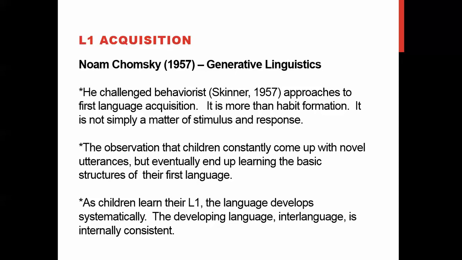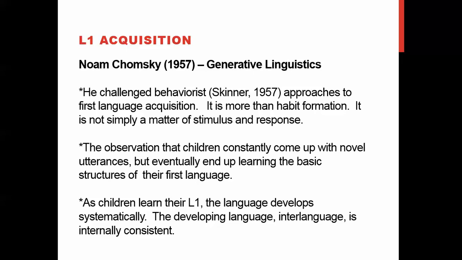Interestingly, these children eventually end up learning the basic structures of their first language. Somehow they work out that incorrect component of their language use across time. It seems like it's something going on in their brain that helps them to do that. As children learn their first language, the language develops in a kind of systematic way. And that developing language is what we sometimes call interlanguage.